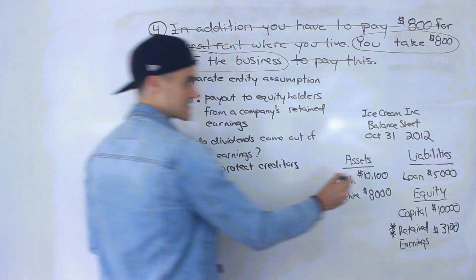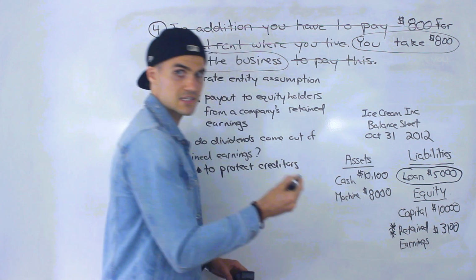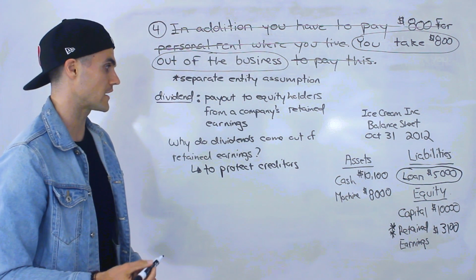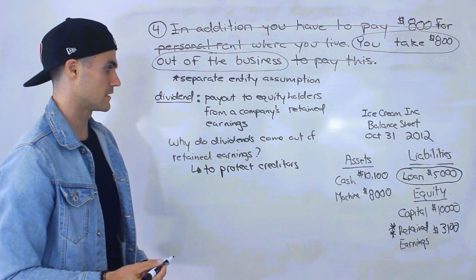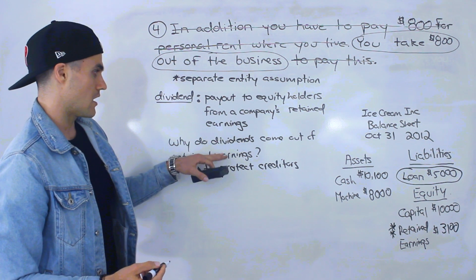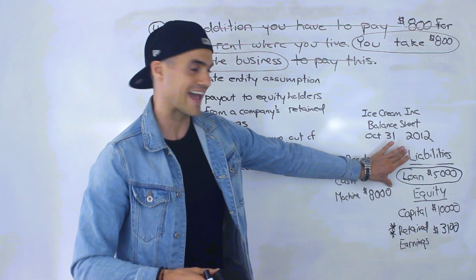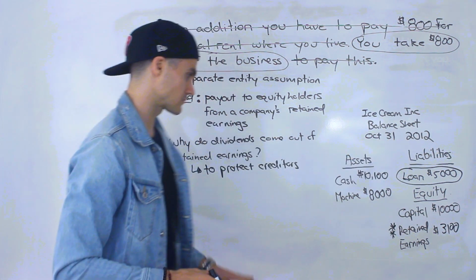So it's actually to protect anyone under this section, under the liability section. In this case, the bank that loaned you the $5,000 for the business. So how is that happening? How are dividends coming out of retained earnings protecting these creditors here?